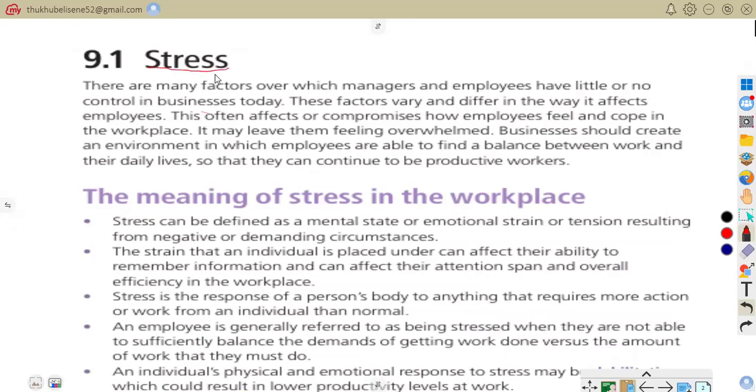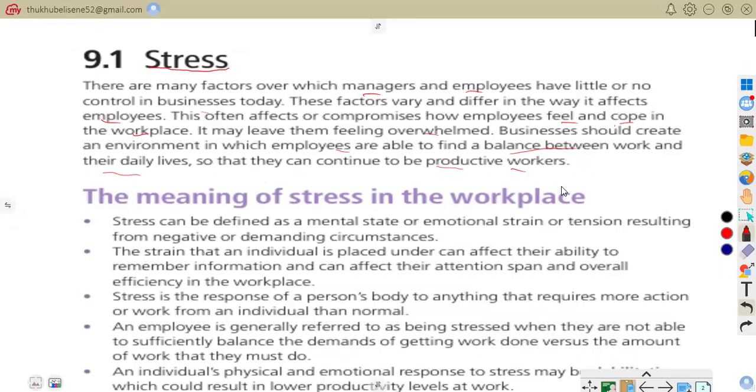So here we are on stress. As it says, there are many factors over which managers and employees have little or no control in a business today. These factors vary and differ in the way they affect employees. This often compromises how employees feel and cope in the workplace. It may leave them feeling overwhelmed, and the business should create an environment in which employees are able to find a balance between work and their daily lives so that they can continue to be productive workers.